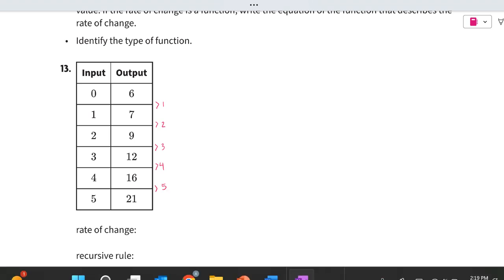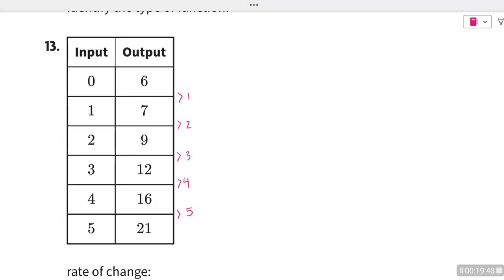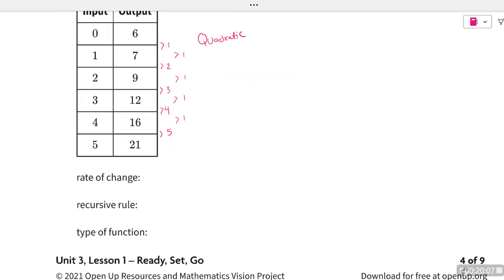So there's definitely some pattern here, right? We're seeing that 1, 2, 3, 4. So we're certainly not linear because it's not going up the same amount every time. So let's look at this second difference, right? This second difference is constant. 1 to 2 is 1. 2 to 3 is 1. 3 to 4 is 1. And 4 to 5 is 1. So this is definitely going to be a quadratic. So it's a quadratic that we're dealing with. I'll fill that in first, right? Quadratic.